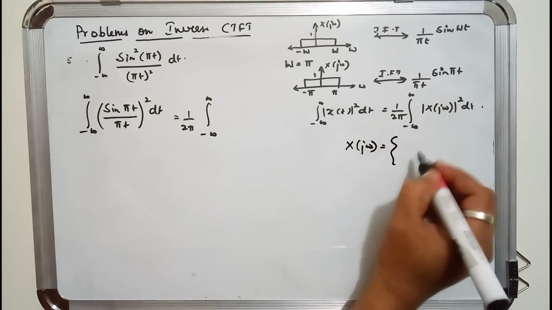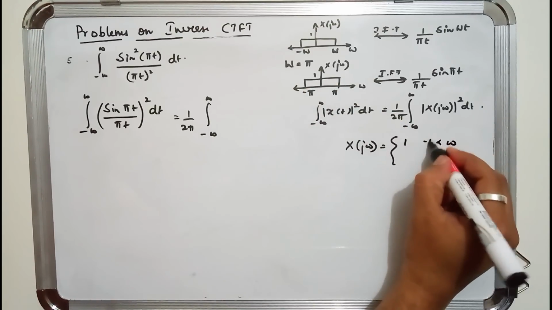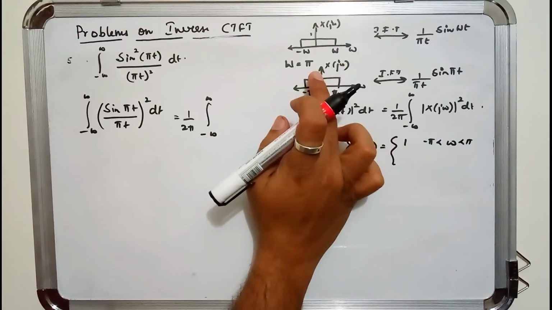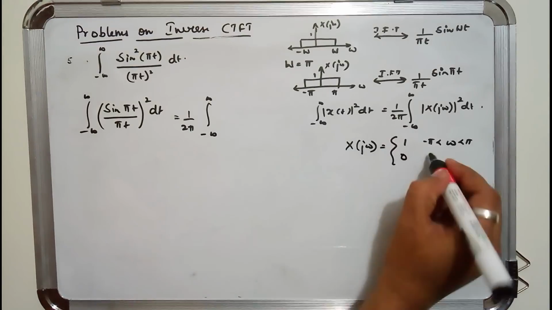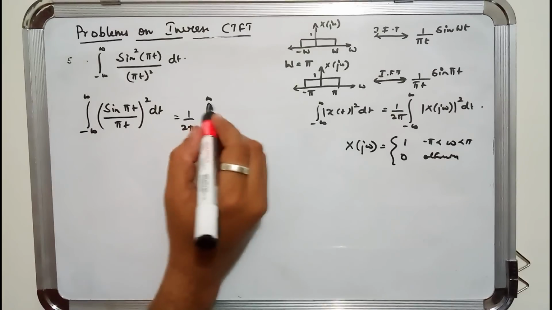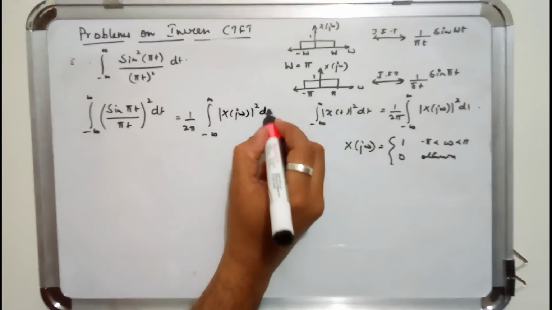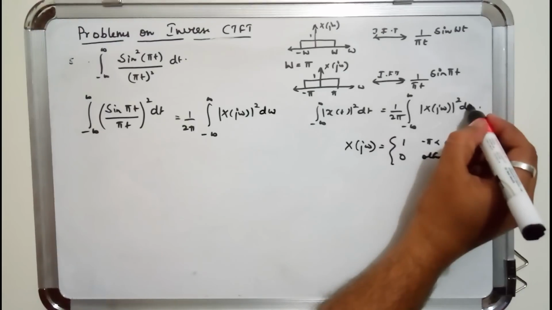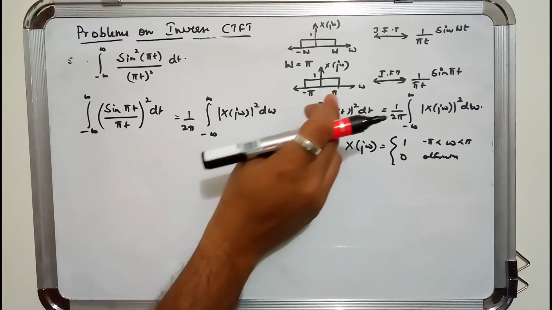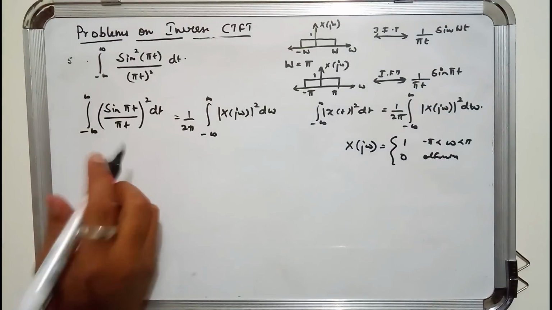X of j omega is 1 when omega is between minus pi to plus pi, because when omega is minus pi to plus pi, x of j omega amplitude is 1, 0 otherwise. So minus infinity to infinity, I will write it as it is for now, then I will substitute the limit, x of j omega whole square d omega, not dt, d omega. So my x of j omega is existing between minus pi to pi, because its inverse Fourier transform is sin pi t by pi t. That is what we have.